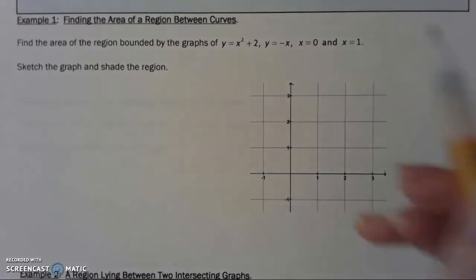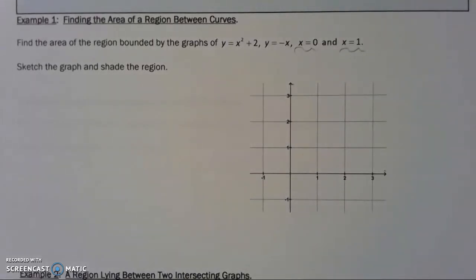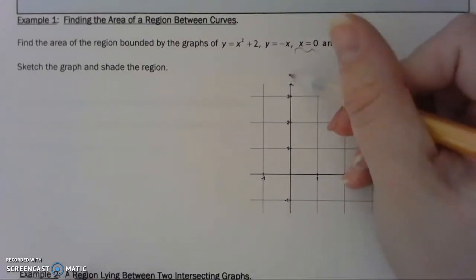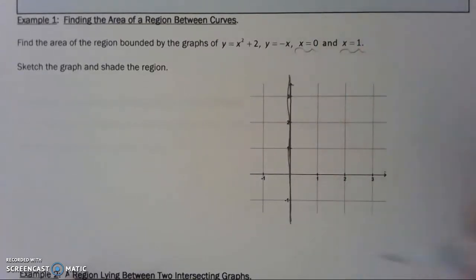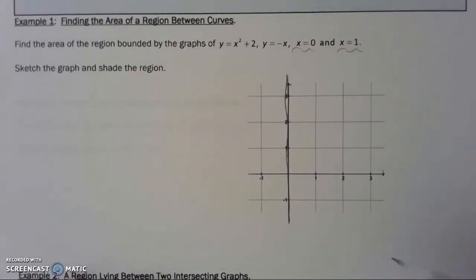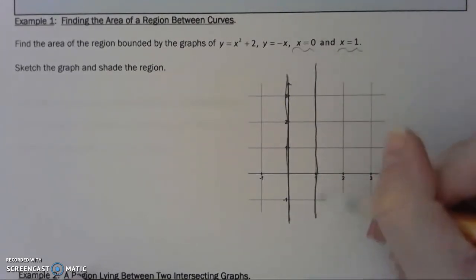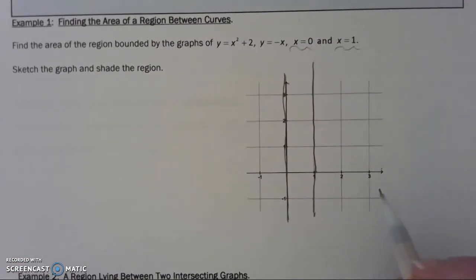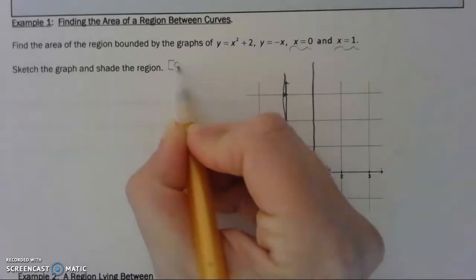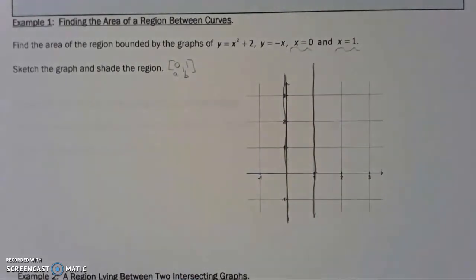Okay, let's start with the easy parts. x equals 0 and x equals 1. x equals 0 would be this line right here, where every x is 0. x equals 1 is going to be this line right here. So that means we're given our left and right bounds, so we should know that we're going to be talking about the interval from 0 to 1. So we know this is going to be our a, and that's going to be our b.